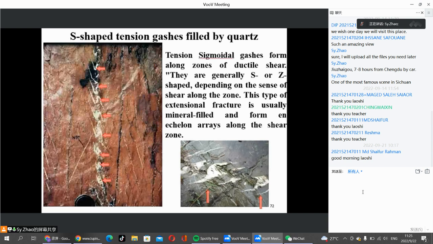And sometimes we can see such a phenomenon with S-shaped tension gashes filled by quartz like this. They are generally S or Z shape depending on the sense of shear along the zone. And this type is actually made by extensional stress. So this type of extensional fracture is really a mineral-filled fracture and forms an initial area along the shear zone.